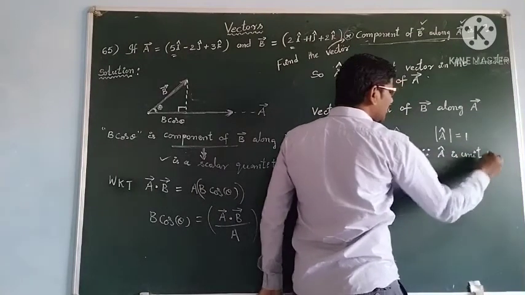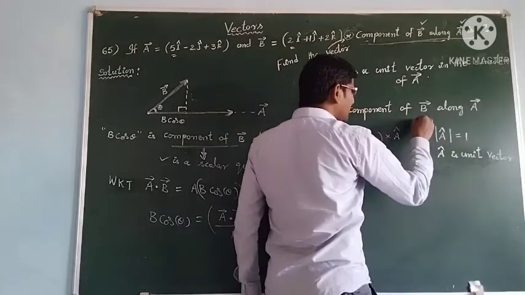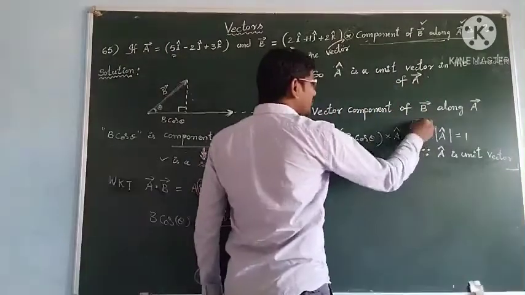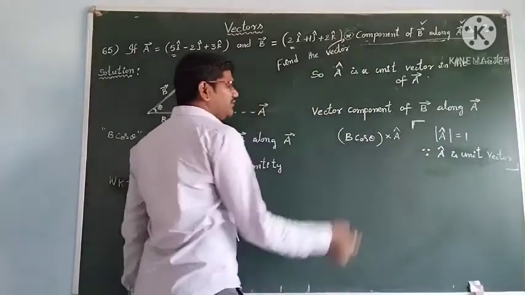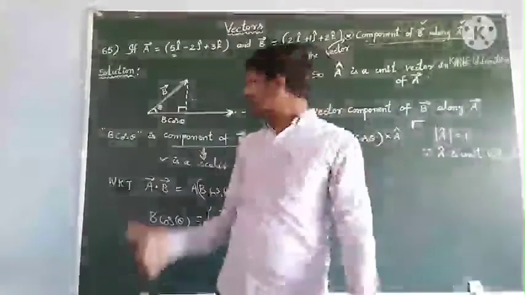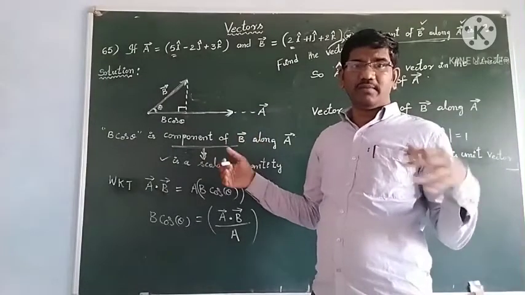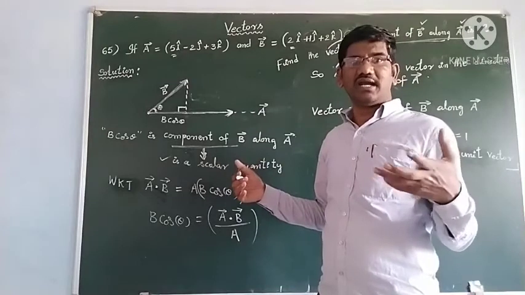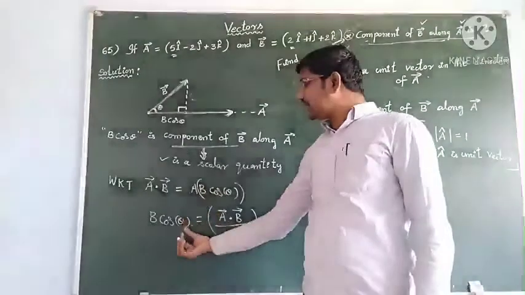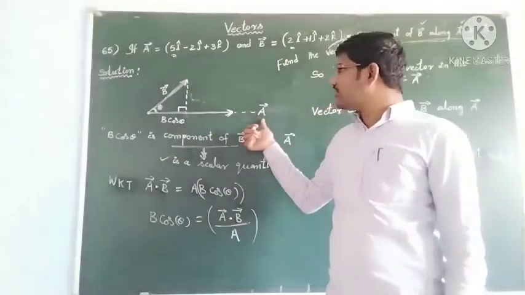A cap is a unit vector. So because of that, if some vector is in the direction of A bar and it is multiplied by A cap, nothing will happen to it, but it will get a specified direction. B cos theta is a scalar quantity which is in the direction of A bar.